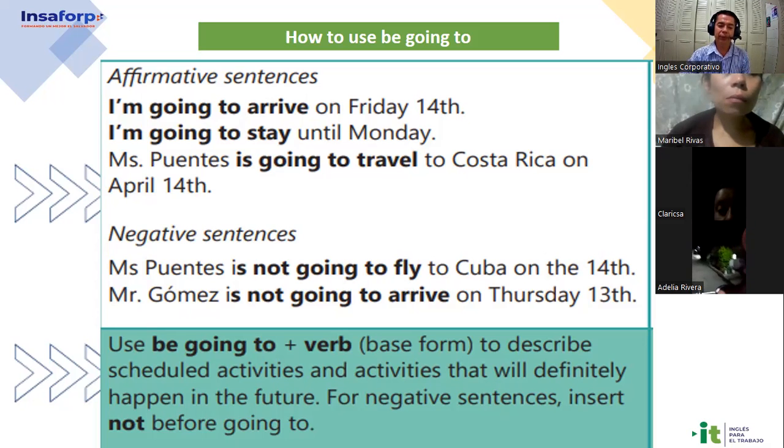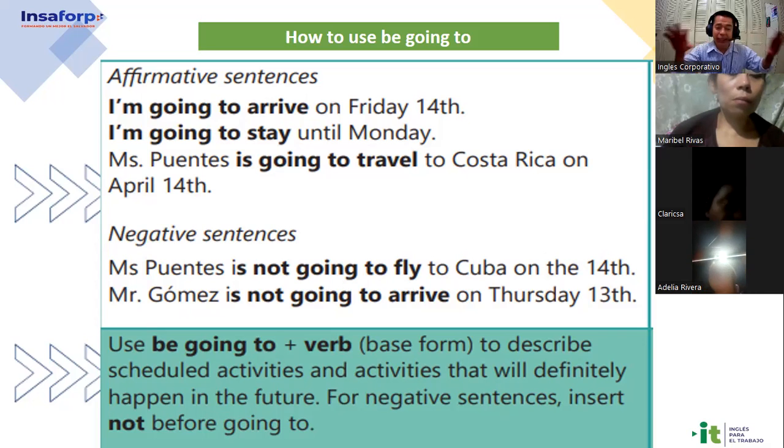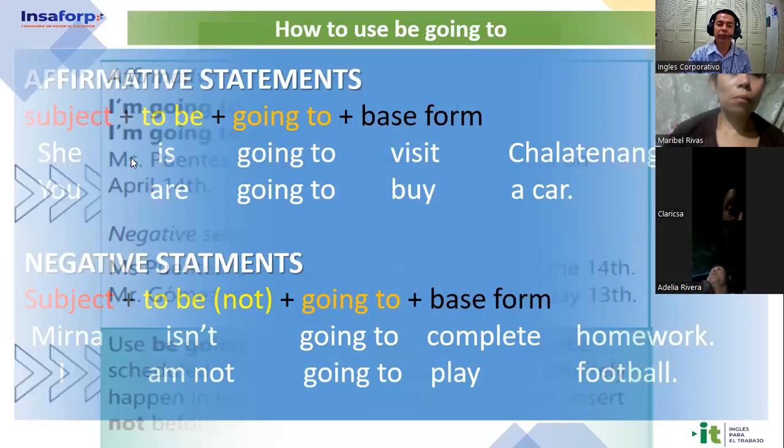Thursday 13th, right? So class, we use be going to plus a verb, the base form of the verb, of course, to describe scheduled activities. Actividades programadas. Okay, scheduled activities. And activities that will definitely happen in the future. Que van a pasar definitivamente, right? For negative sentences, insert the word not before going, right? So, now, let's see the examples. Take a look at the example, right?